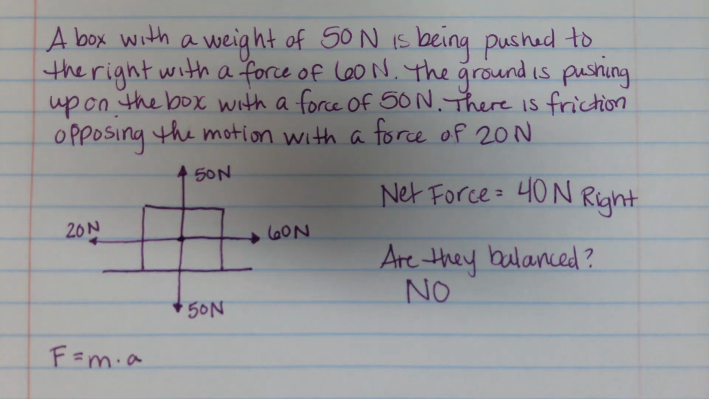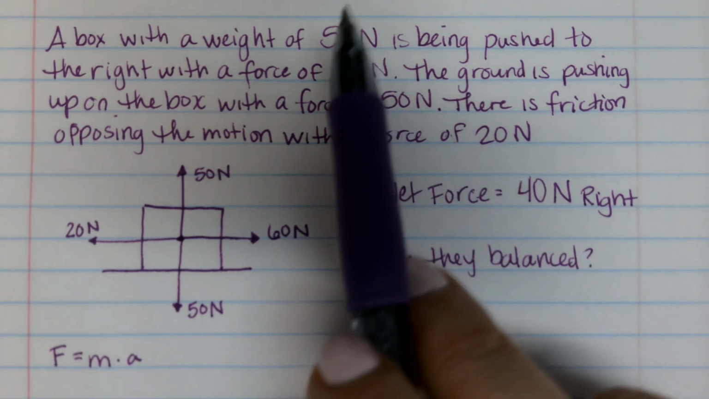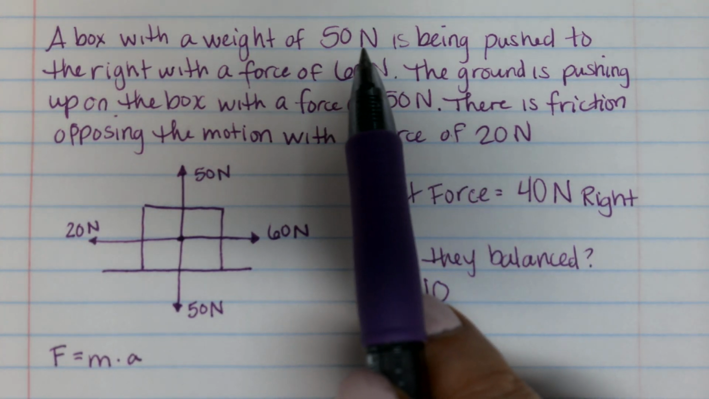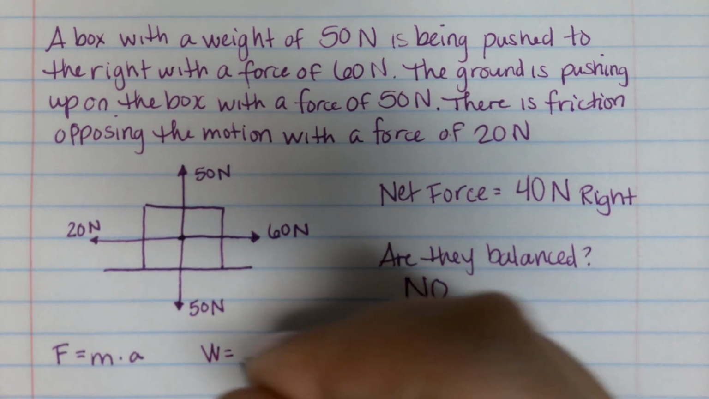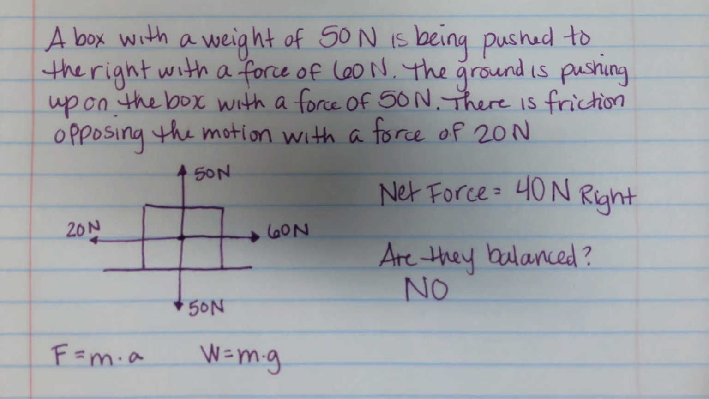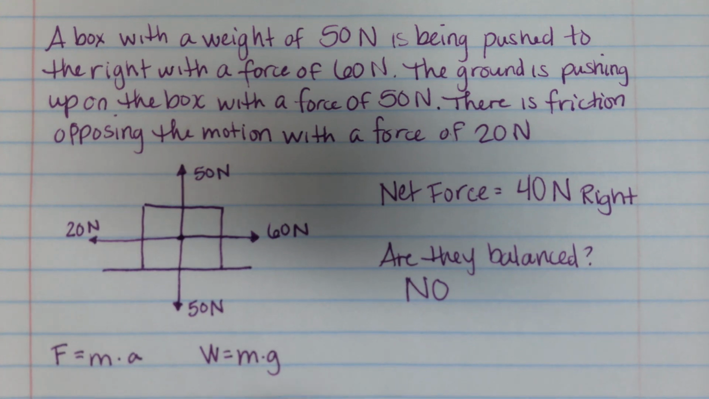Now, what do we know about the object? Do we know the force? Do we know the mass? Do we know the acceleration? Well, we know the net force. We don't know the mass of the object, but we can figure it out using this formula. If weight is equal to mass times gravity, and the object has the gravitational acceleration of 9.81, then we can work backwards and figure this out.